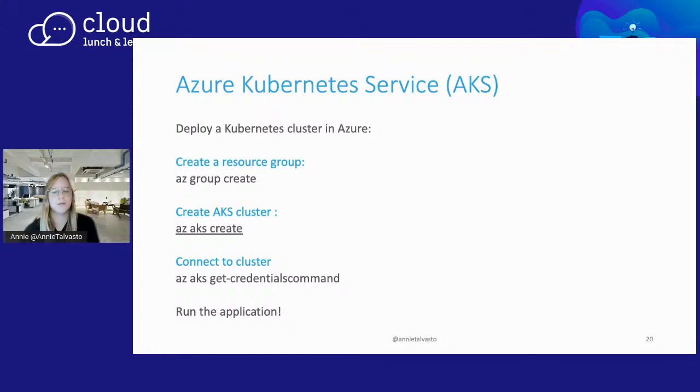First, you start by creating a resource group. A resource group is the logical group in which Azure resources are deployed and managed. You do it with az group create. And then second, you create the AKS cluster with az aks create, a very powerful command. After a few minutes, the command completes and returns JSON formatted information about the cluster. And third, you connect to the cluster with the az aks get-credentials command.